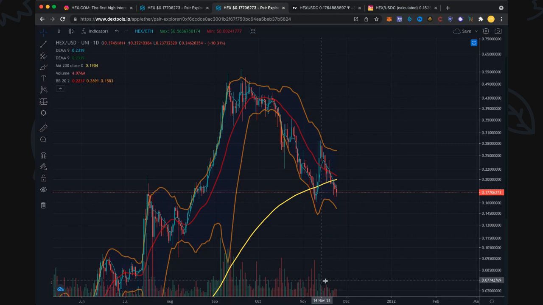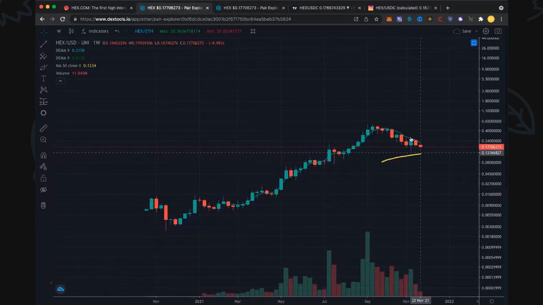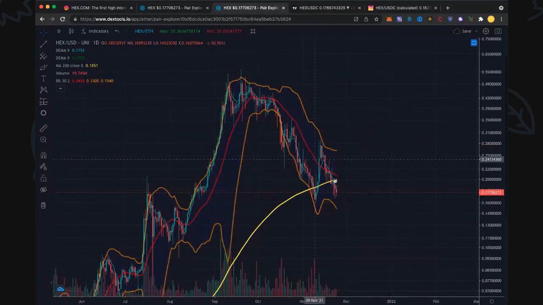Now, this can do quite well if we have an RSI divergence, so we're going to check that out as well. The average at the moment for the 200-day rolling average is 20 cents. So that's a lot better than the weekly 50 average. This line here is the 50-week average, so almost a year.